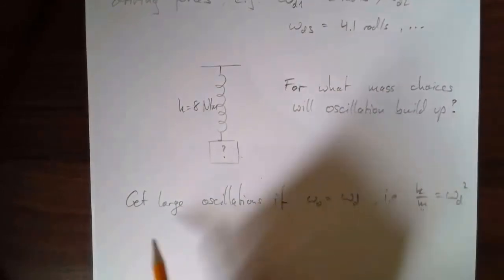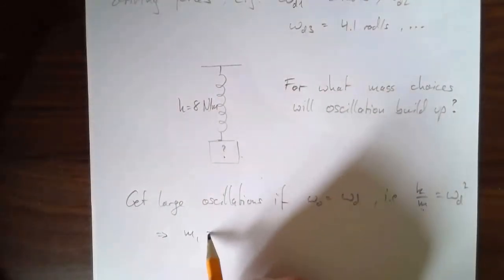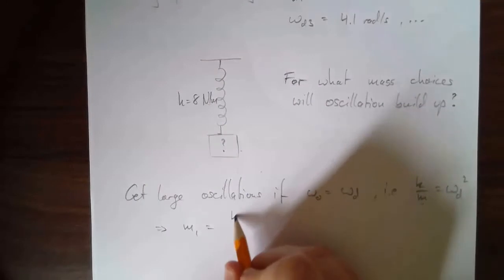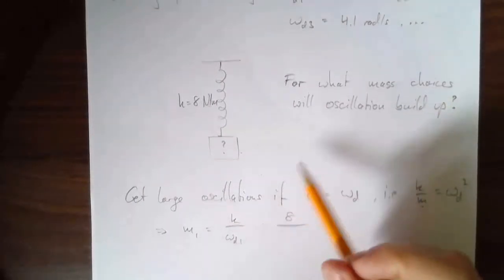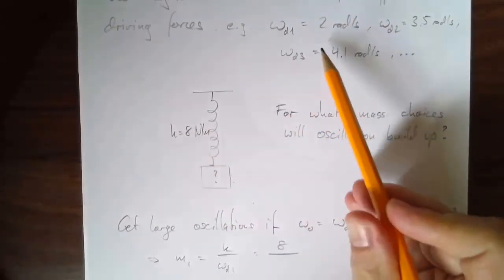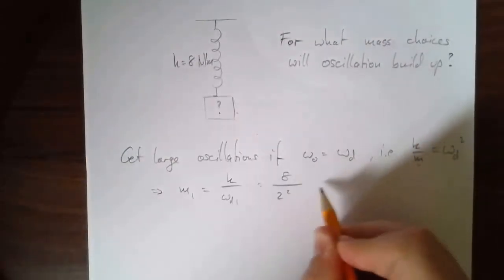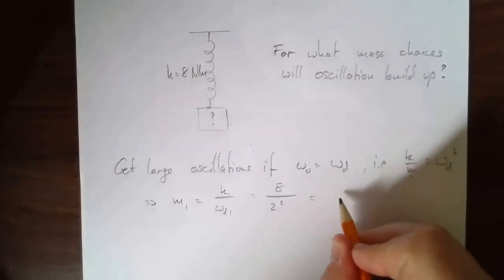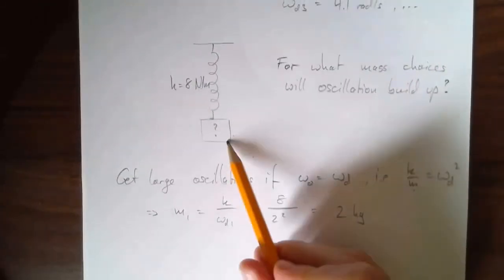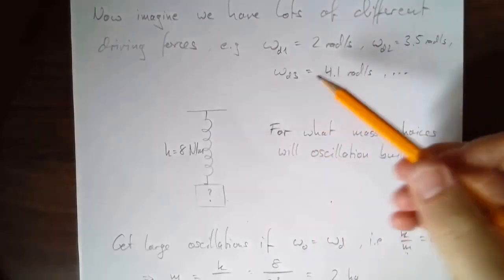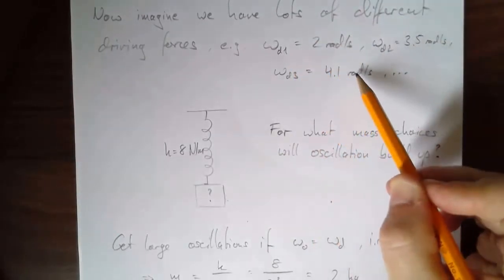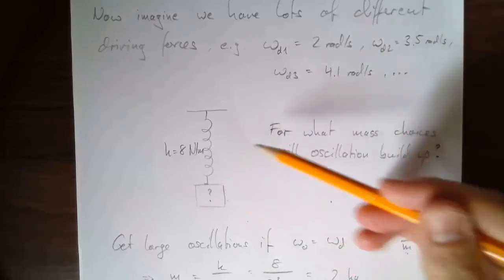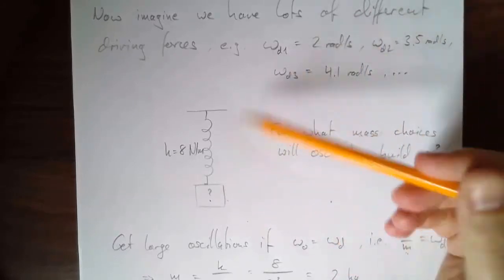So let's work this out. For example, the first choice, m1, would be, well, I can rearrange this. I get k over omega d1 squared. That's 8, right? 8 was my choice for the spring constant. Over 2 squared. That's easy enough, 8 over 4. This is 2 kilograms. So a 2 kilogram mass will start oscillating at this rate because it's driven at that rate. The other ones are going to show up as a little wobble here and there, an uneven motion, but the overall oscillation will be this.